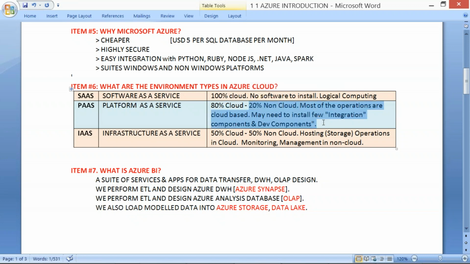Only design is on-premise, or design is non-cloud. Once design is complete, validations, deployments, storage, security, everything is in cloud. It's mostly cloud.